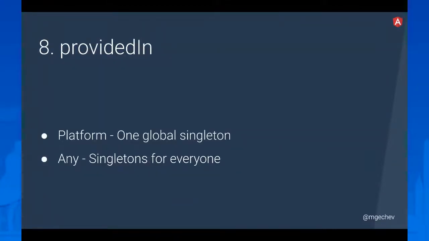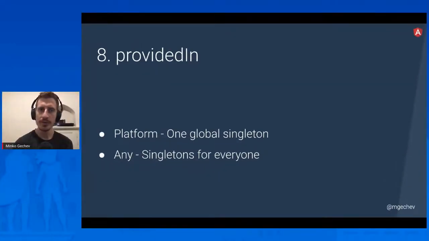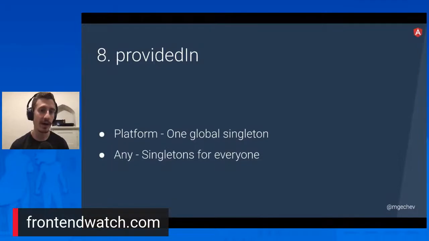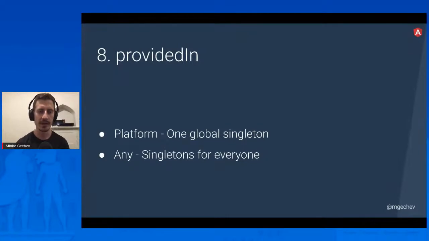providedIn is another addition in version 9. So you might be familiar with these tree-shakeable services that we introduced a couple of versions ago, where you were able to provide a particular service in the root injector. So what we did in version 9 is to introduce 2 more values for providedIn, which could be platform or any. Platform is particularly useful when you have multiple applications on your page or different Angular elements, and you want to share a single instance of a particular service across all of them. And any is the one which allows to have singletons for everyone, which means you have a singleton for your, let's say, lazy routes, as well as for your main application, for your root injector.